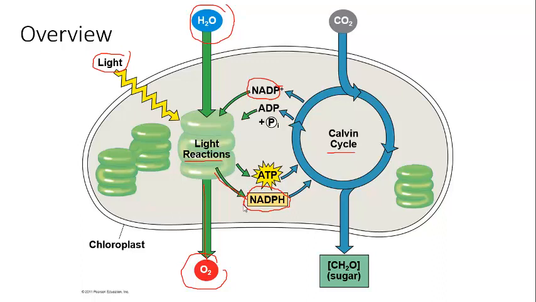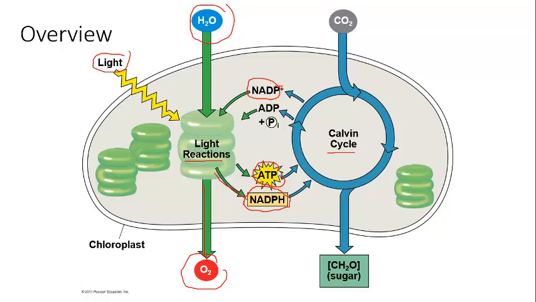NADPH is an electron carrier or an electron shuttle that's used during photosynthesis. As the electrons move, the movement of electrons is going to be used to generate ATP, another product of the light reactions. The ATP and the NADPH made during the light reactions are going to leave the thylakoids and enter the stroma, and they're going to be the fuel source that powers the Calvin cycle.